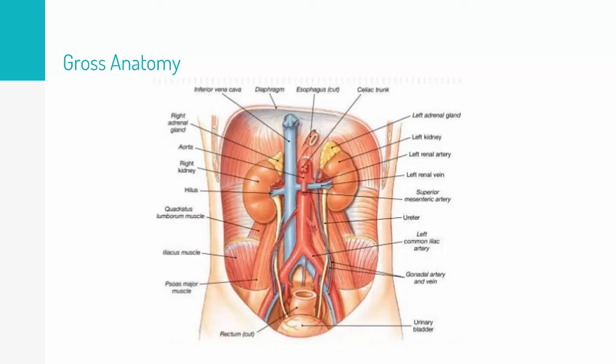Due to its proximity to the liver, the right kidney is slightly lower in position than the left and is often a bit smaller, although there is a lot of anatomical variation, so this isn't really a hard and fast rule. Atop each kidney sits the adrenal gland.